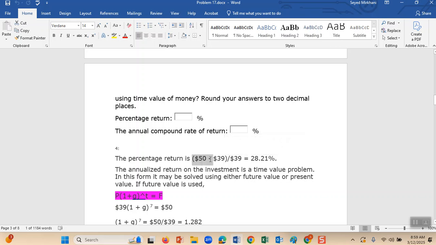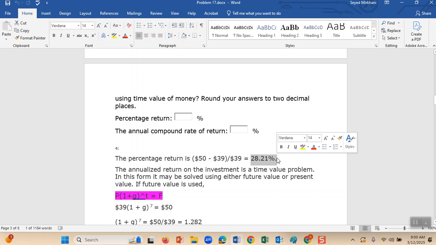You subtract them to see how much it went up. If I subtract, you might have guessed, this is $11. You made $11 on how much? On $39. Therefore, you divide that $11 by 39, you get 28.21% increase in your money.